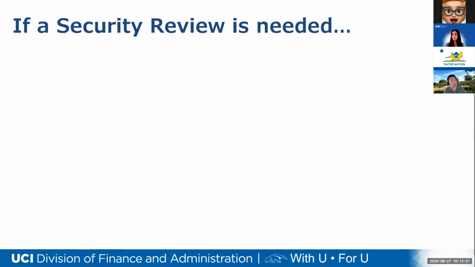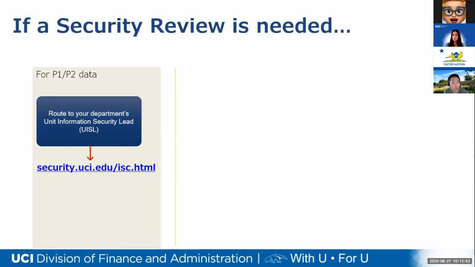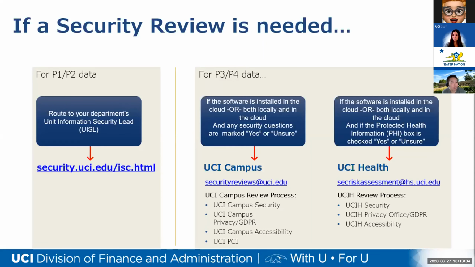If a security review is needed, please route to your unit information security lead for review if P1, P2 data has been identified on the questionnaire. For P3 or P4 data, if the software is installed in the cloud or both locally and in the cloud, and any of the security questions are marked yes or unsure, this will need to be routed to OIT for security review via the emails on the screen.